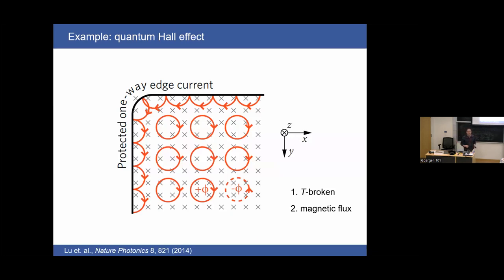So what we want is to really go back to one of the first examples, or actually one of the most famous examples of topological physics, which is the quantum Hall effect that we learned in undergraduate E&M when we learned from Griffiths. In this case, what we really have is just a two-dimensional electron gas. So imagine you have electrons pinned in this two-dimensional space in the XY plane, and then you apply a magnetic field along the Z direction.